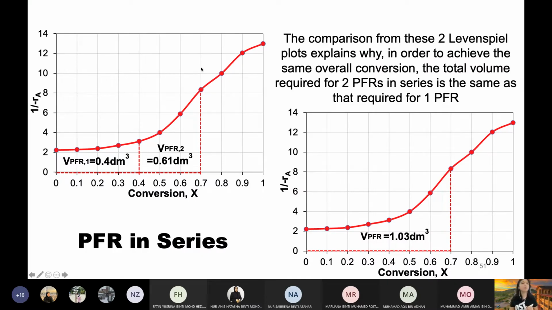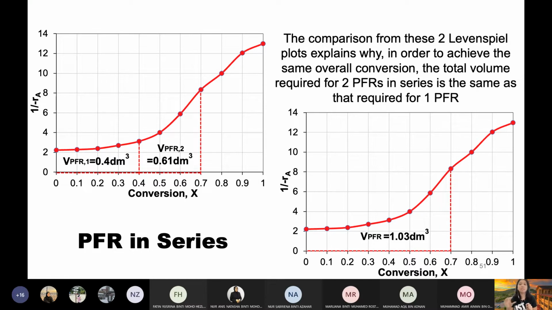If you remember the Levenspiel plot, the PFR volume equals the area under the curve. So for a single PFR, the calculated volume is the area of this curve, 1.03. If you realize, if I break it down into 2 PFRs in series, the 0.4 and the 0.61 that you calculated are actually technically the same volume. The difference is because we interpolated earlier, so it became not accurate. That is the only reason.